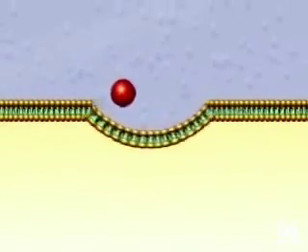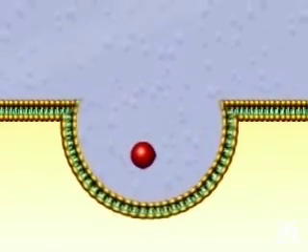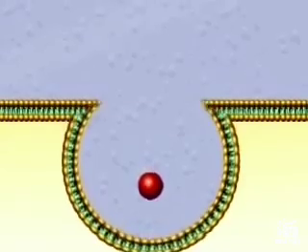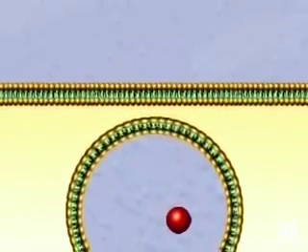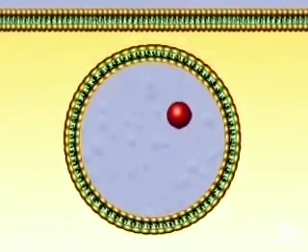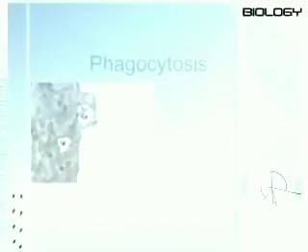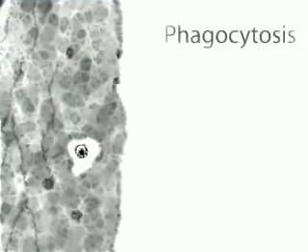Large particles, however, pass into the cell by endocytosis. This is an active process. It needs ATP. In this process, the plasma membrane surrounds the particle, such as bacteria or a food morsel, and forms a vesicle that pinches off from the membrane. The cell does this in two different ways. One way is called phagocytosis.